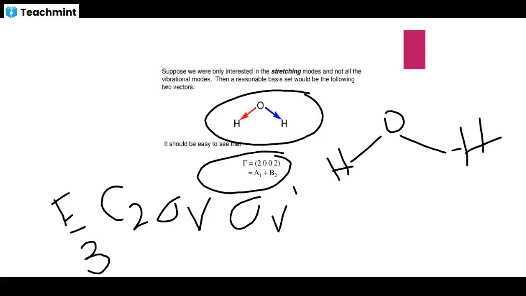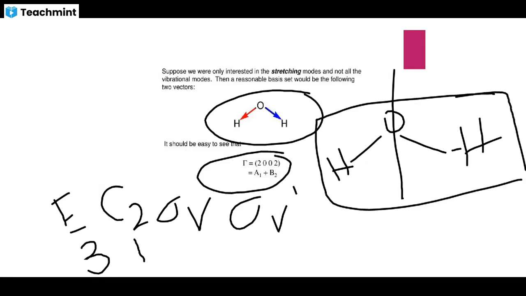If you perform a C2 axis, the oxygen atom only is unchanged, the hydrogens change their place. The number of unchanged atoms is 1. Sigma v is the molecular plane, so the number of unchanged atoms is 3. If you take the sigma v prime, which cuts the molecule into two, the number of unchanged atoms is 1. So each symmetry element has a character.